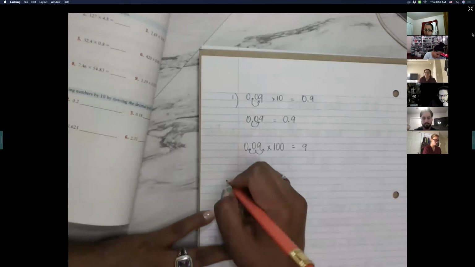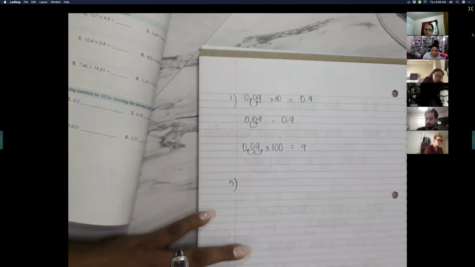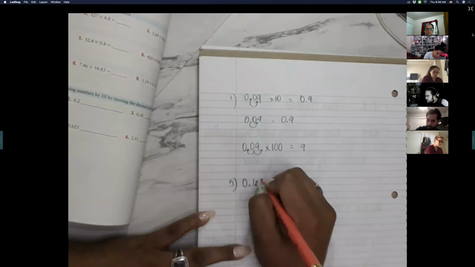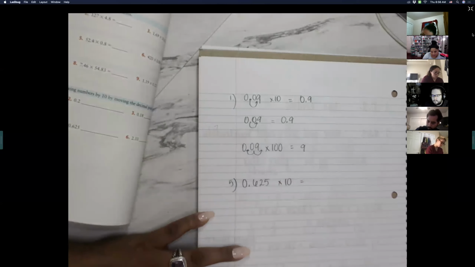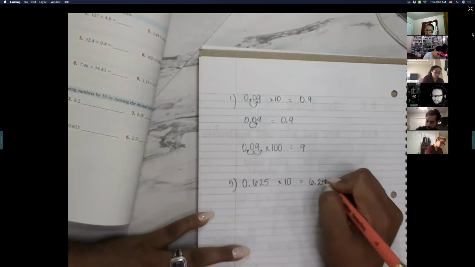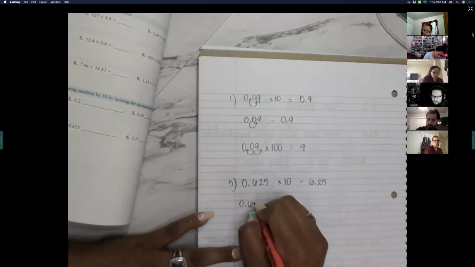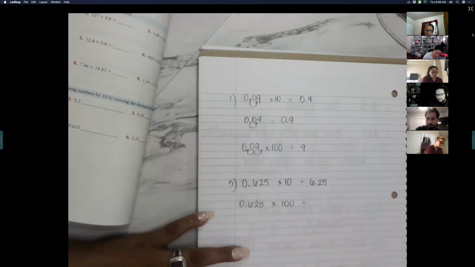Let's do one more. And this is number 5 from that same section. And it's asking us to take 0.625, multiply it by 10. 6.25. Cool. Okay, now do the same number, 0.625, multiply it by 100. 62.5. Perfect.